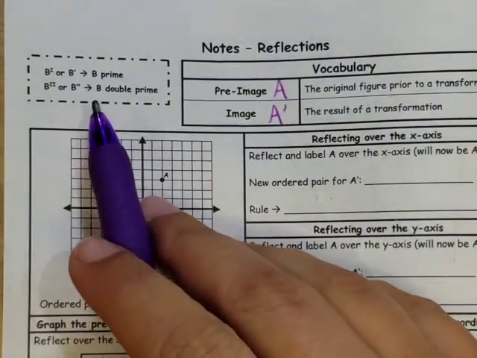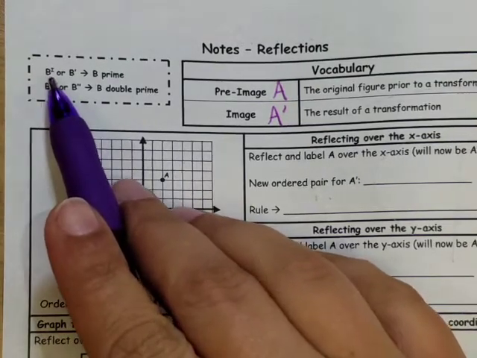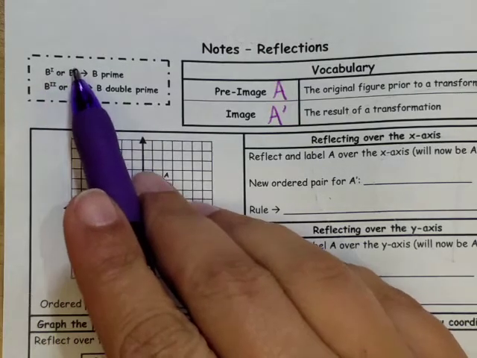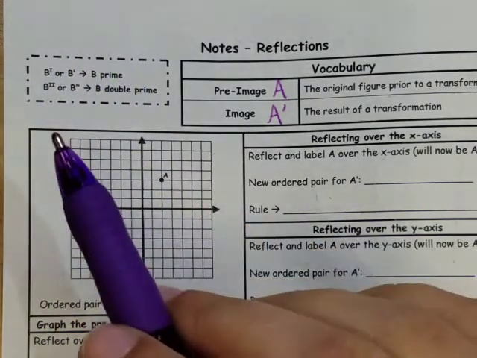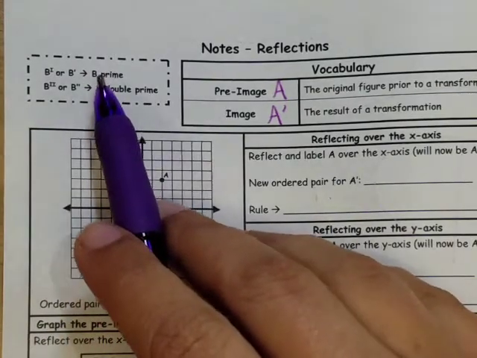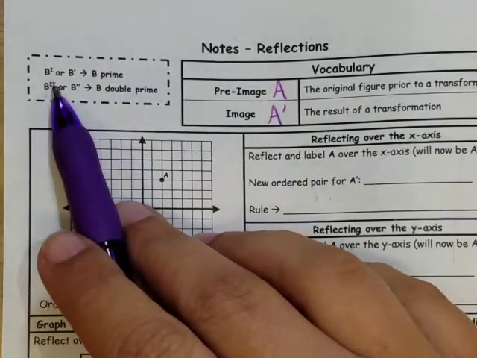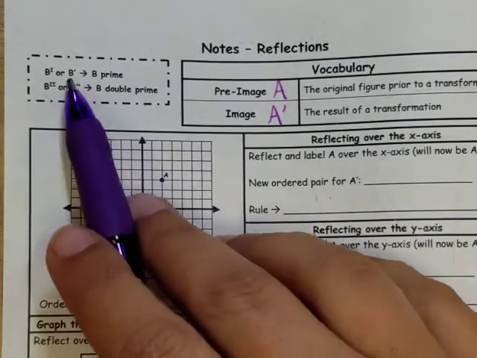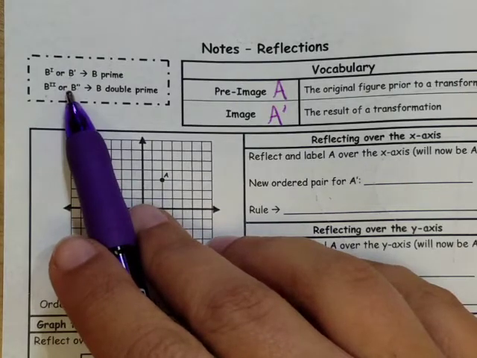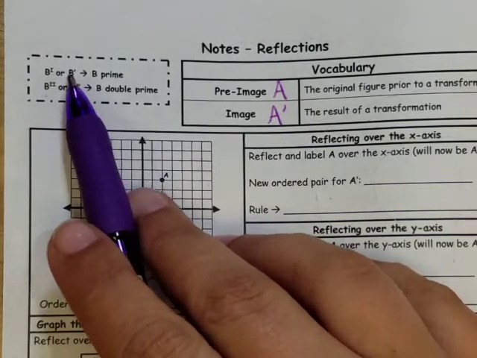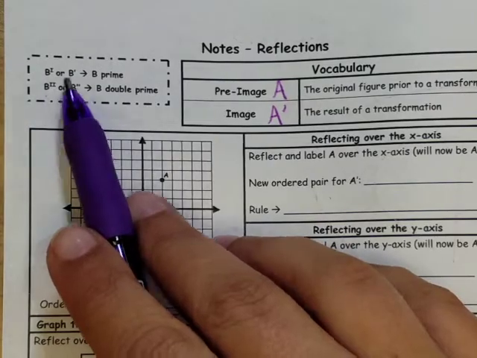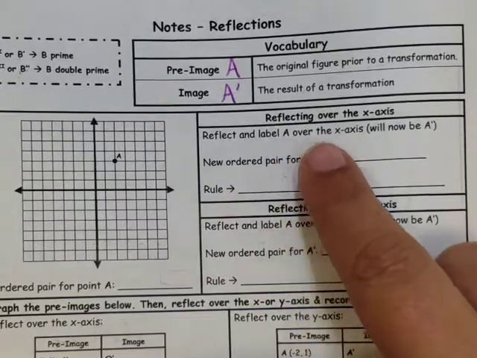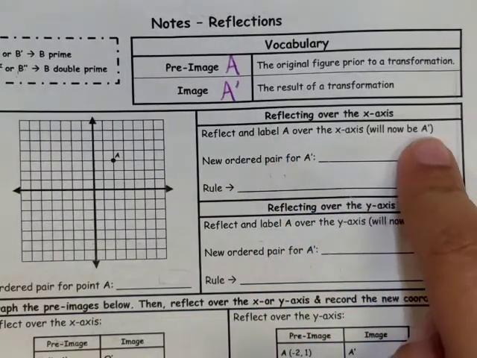The way that you can label it is you can do B, like Roman numeral 1, or B with an apostrophe, and that stands for B prime. And when you have a double apostrophe, this means double prime. So this means I changed it once, I changed it twice. That's just an indication to show that this was something that's been changed, and this has been something that's been changed twice. So when reflecting, we're going to reflect and label A over the axis, and now it's going to be called A prime.